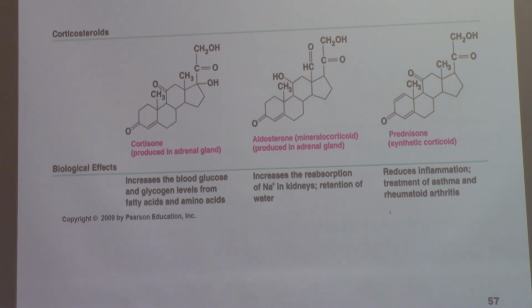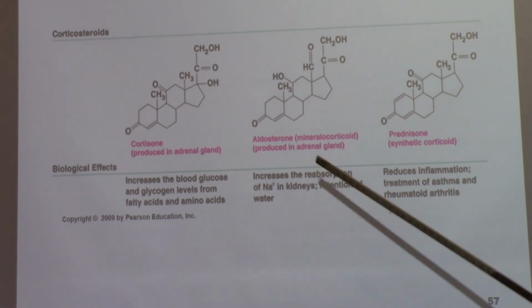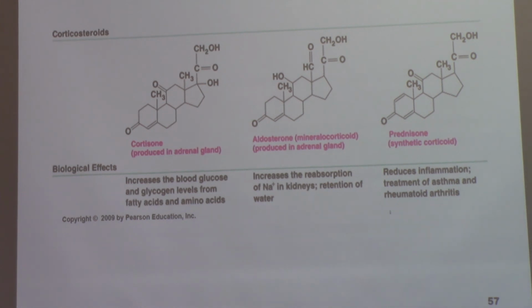Aldosterone helps keep the kidneys' water levels and salt levels in the correct amounts. And prednisone is a synthetic corticoid, and what it does is it's used for reducing inflammation. It is a steroid anti-inflammatory drug.